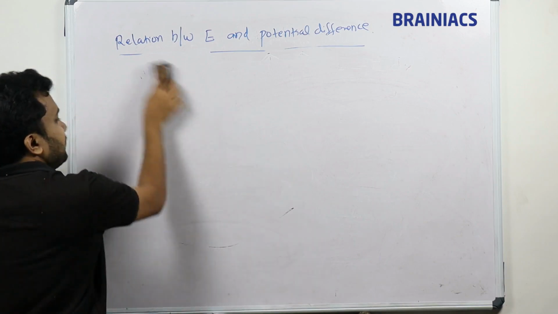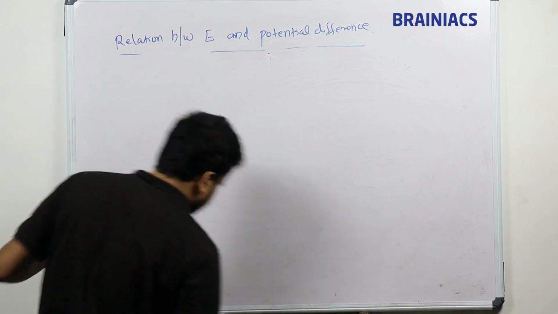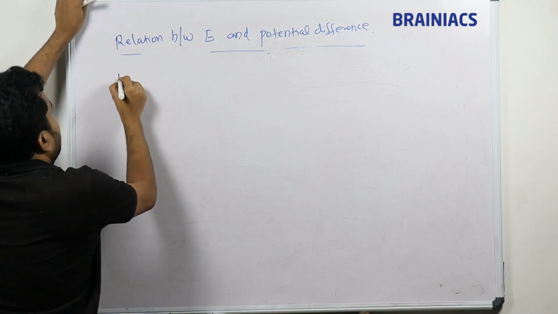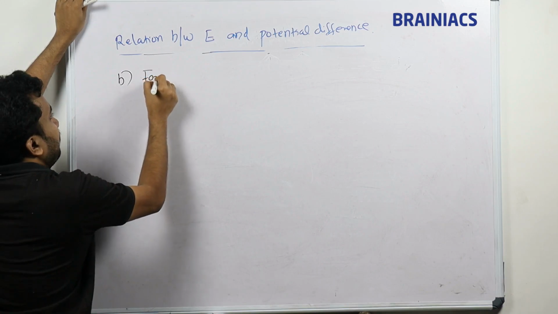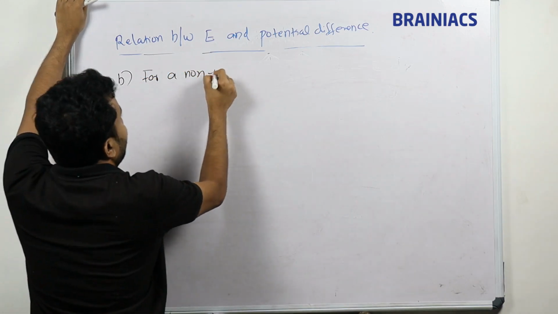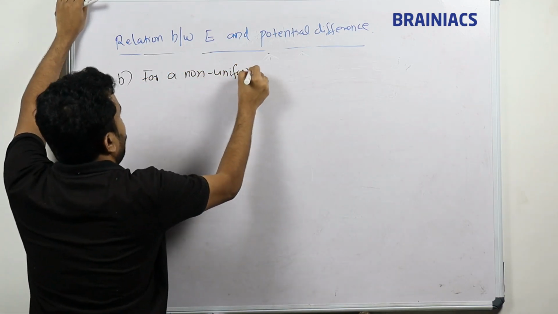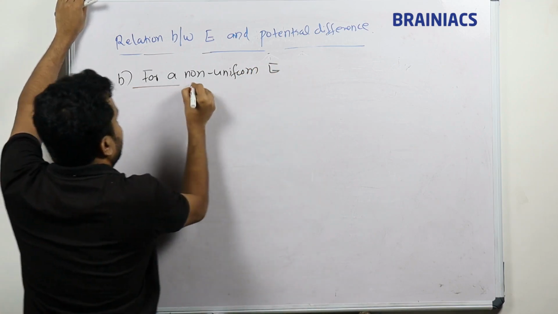We'll move to the second subheading. Our second subheading is speaking about relations between electric field and potential for a non-uniform electric field. For a non-uniform electric field.